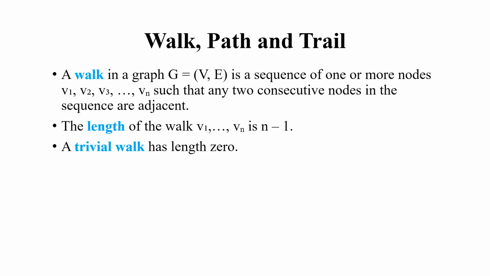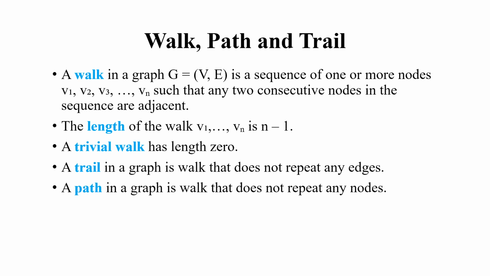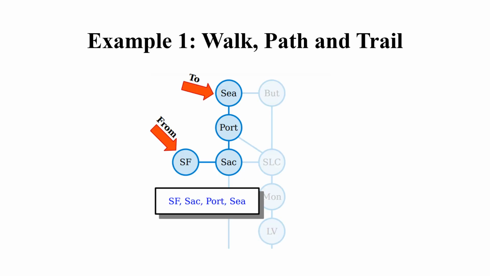A trivial walk is the one in which the length is 0, that is, there is only one node. A trail in a graph is a walk that does not repeat any edges. And a path in a graph is a walk that does not repeat any nodes. So if it does not repeat any nodes, automatically it does not repeat any edges as well. All paths are trails, therefore. Okay, now we'll see some examples.